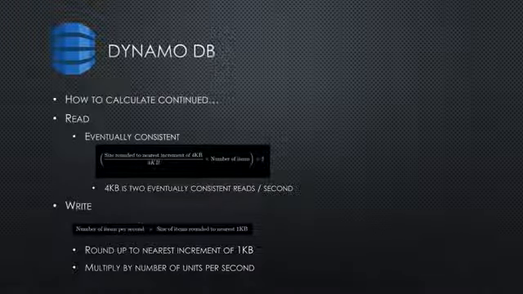For your eventually consistent, that is the size of your item rounded to the nearest increment of 4 kilobytes divided by 4 kilobytes times the number of items, and then you divide that by 2. So that is how you calculate your eventually consistent reads per second. And don't worry, we're going to go through a few of these. I know it's a little bit confusing right now, but hang with me. Your writes. Your write units are the number of items per second times the size of the item rounded to the nearest kilobyte.